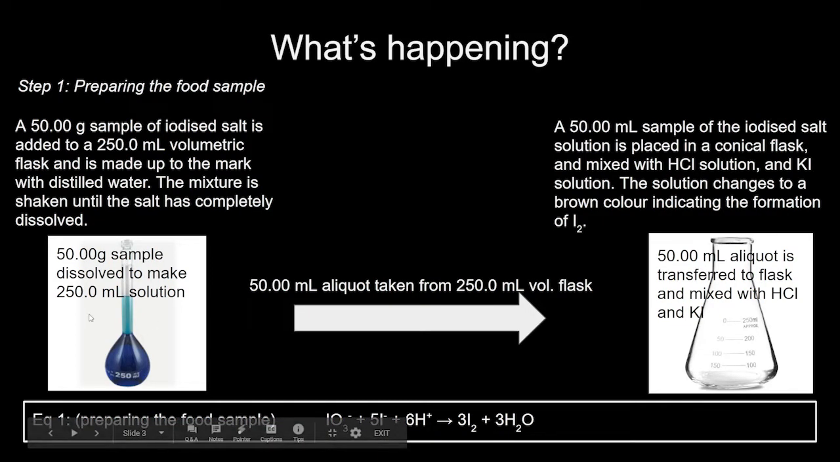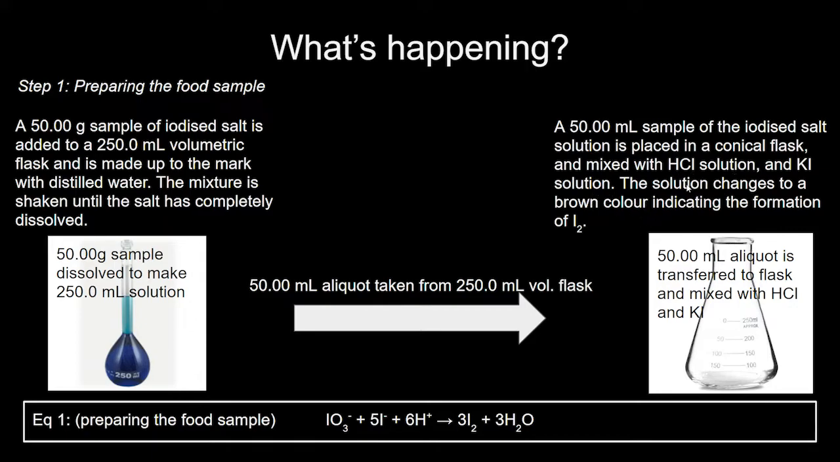Now, of that sample, 50 milliliters of the total 250 mils in the volumetric flask is taken out, transferred to a conical flask. It's mixed with some HCl and some potassium iodide just to prepare the sample for titration, because what we're actually going to titrate is I2, or iodine. And I2 is formed when the iodate reacts with the KI and the HCl. So this is all just about preparation.